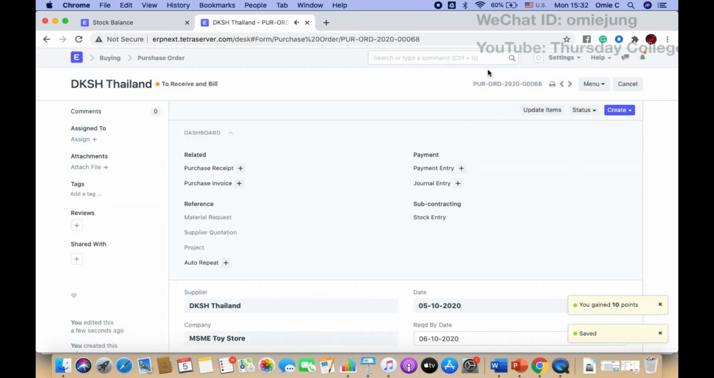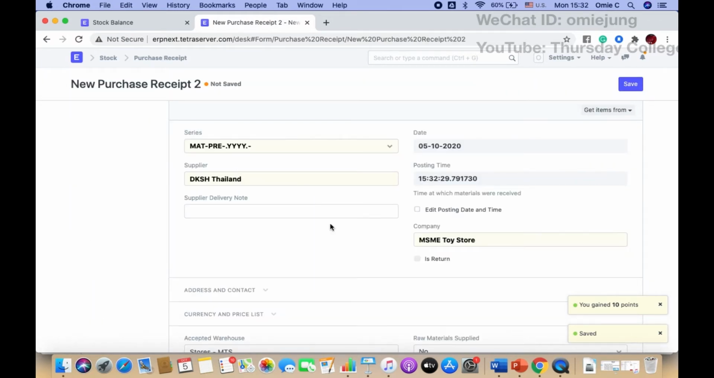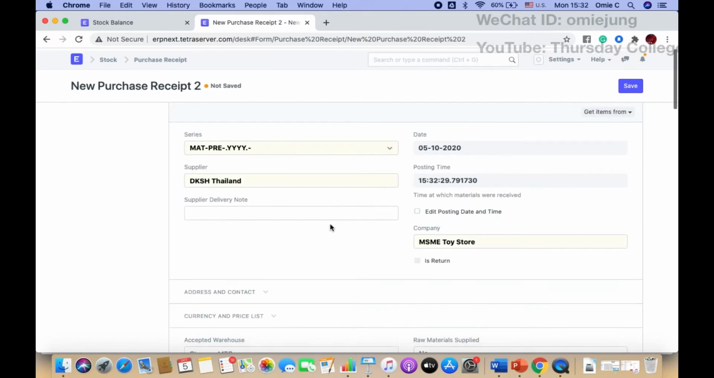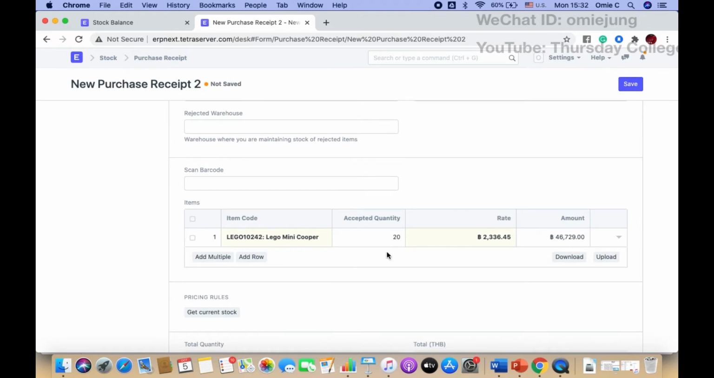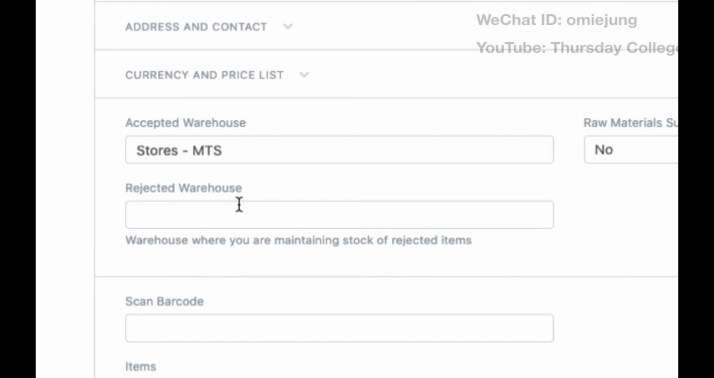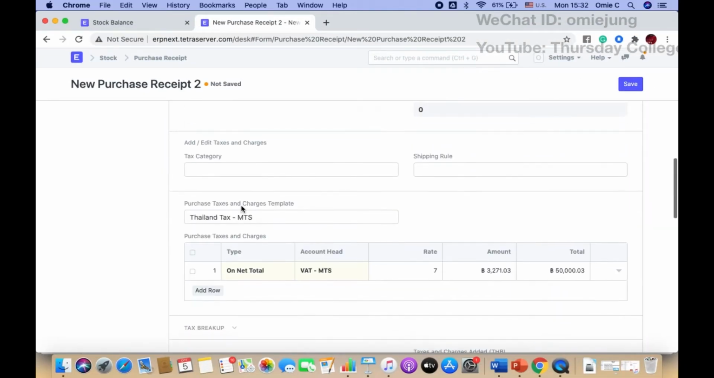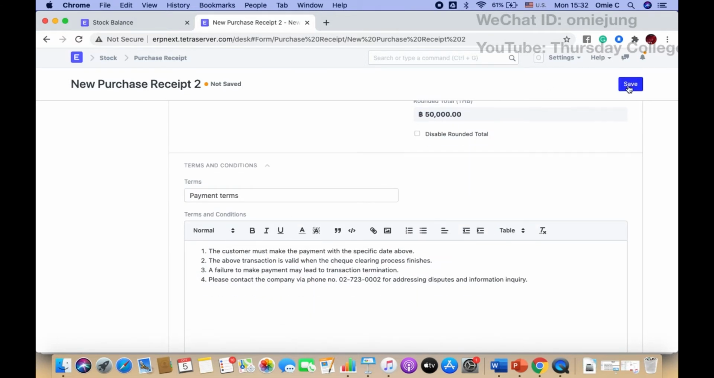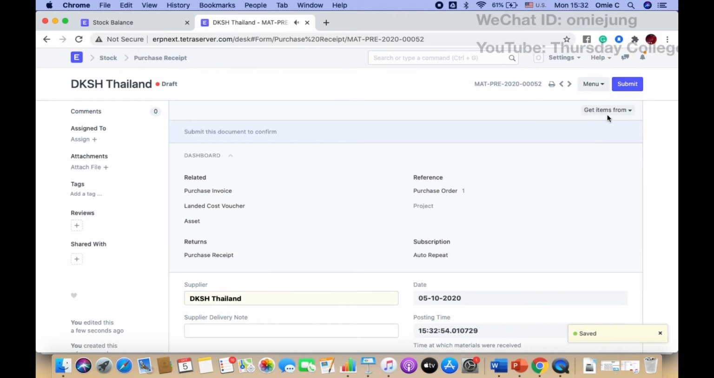Then I go to get the product normally, so I go to the purchase receipt. This means I put it in my store, so 20 units going to my store. The warehouse is the MTS store, something like this. Okay, so I just receive it, I receive the 20 products, and then you submit.